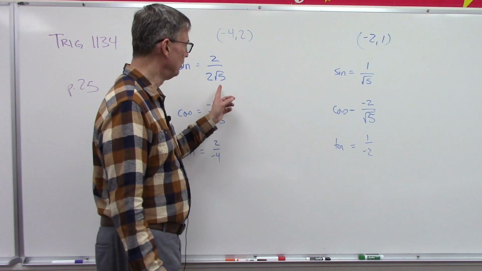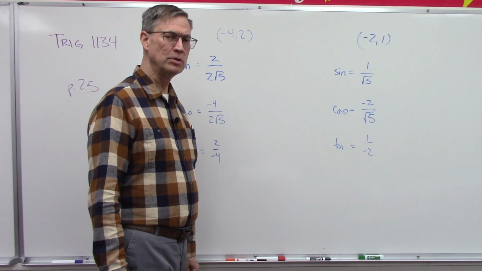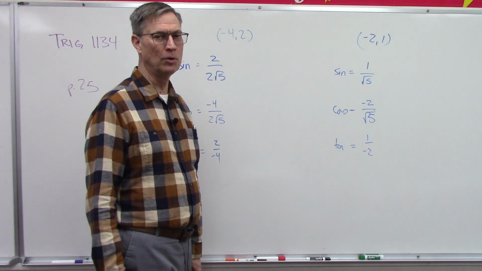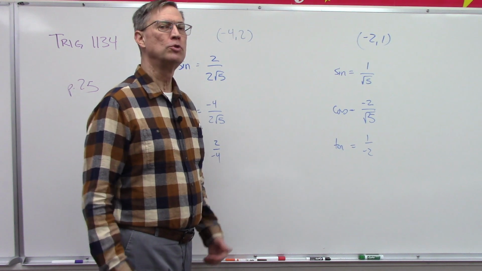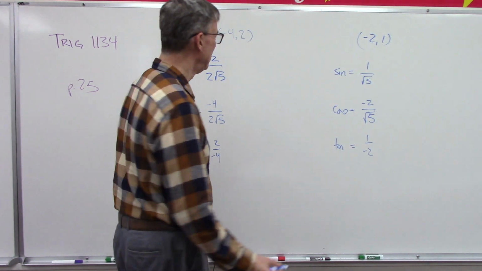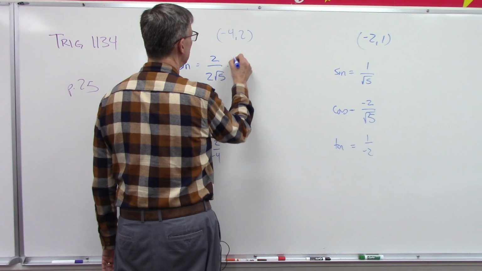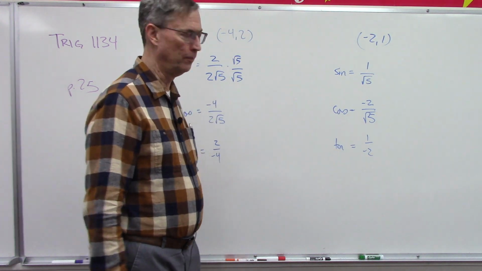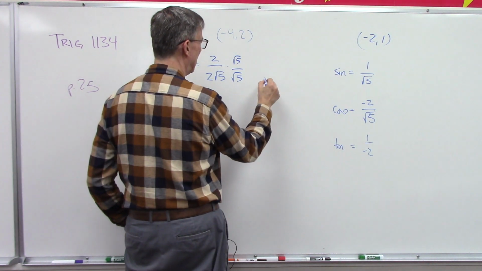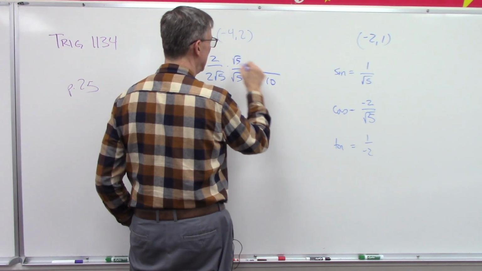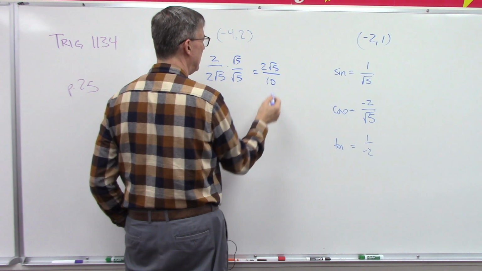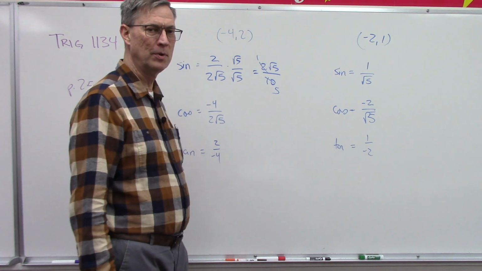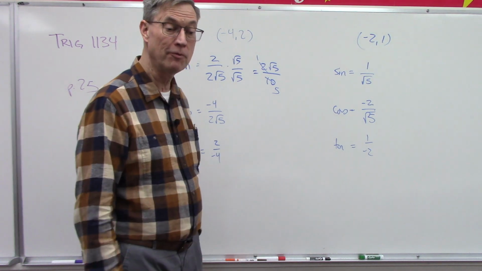Mathematicians made up a rule thousands of years ago saying that we're not allowed to have a radical in the denominator. So we have to rationalize the denominator, and we do that by multiplying top and bottom by the radical. So the square root of 5 pops out. I get 10 down here, and up here now I have 2 square root of 5, and then I can simplify this. I do get square root of 5 over 5, which is what they have in the page.